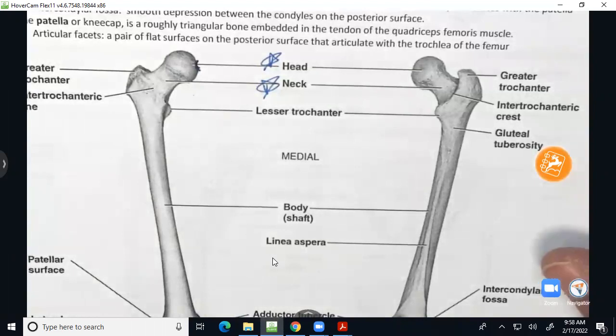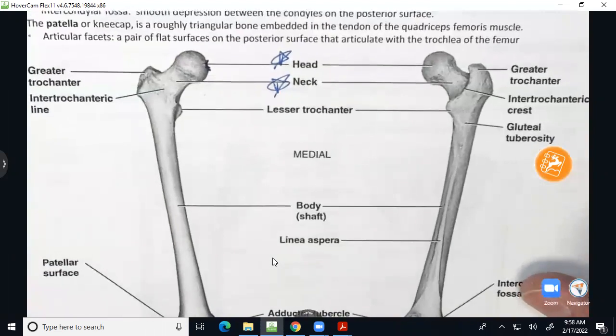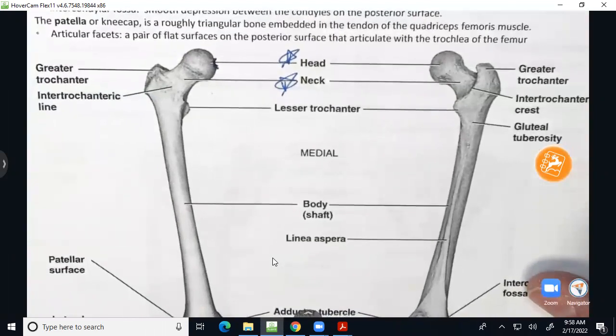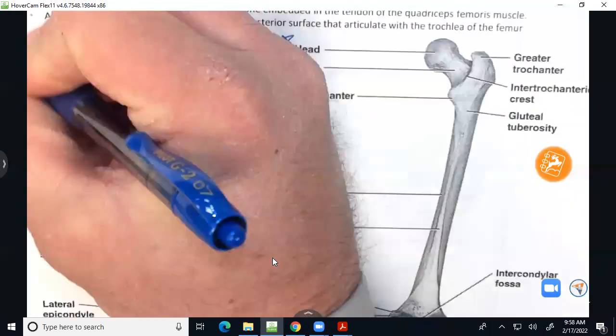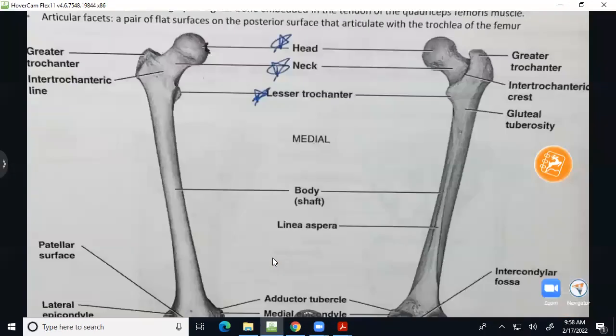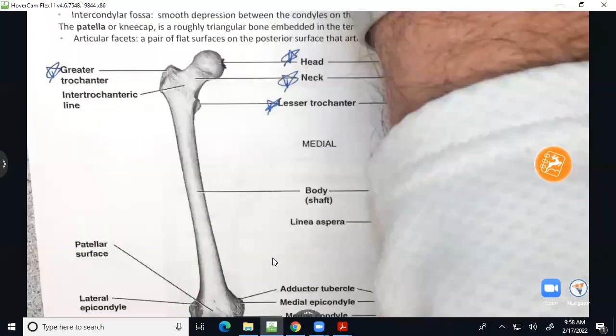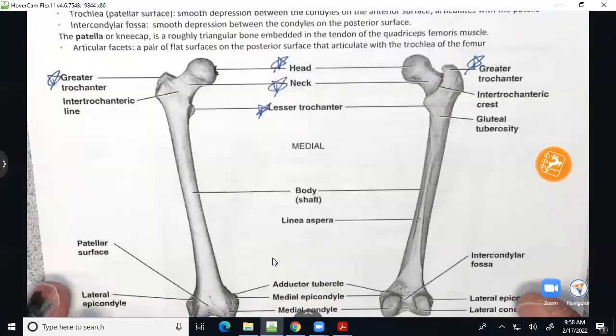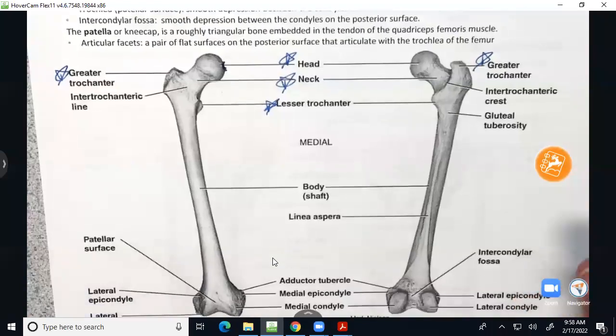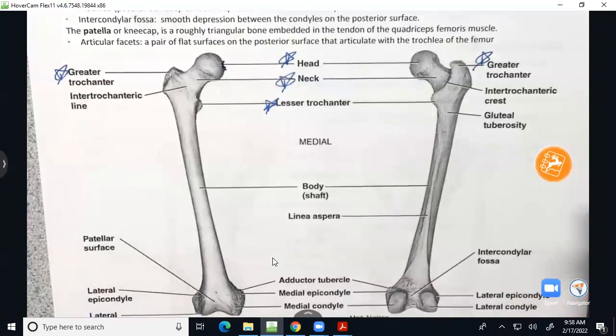Okay. Now, right there by the head and neck are two very prominent projections, what we call the greater and the lesser trochanters. Very important sites for muscle attachment. Okay. Things like your hamstrings and your butt muscles, your quads and stuff like that will attach to some of these different things up there by your hips.